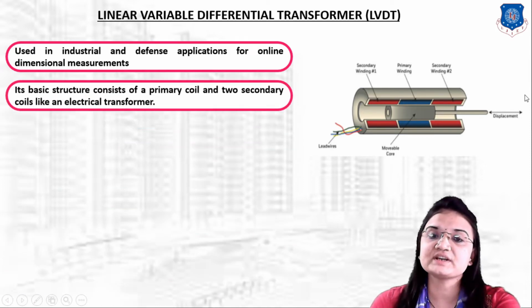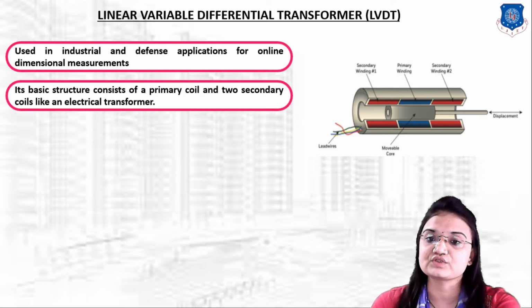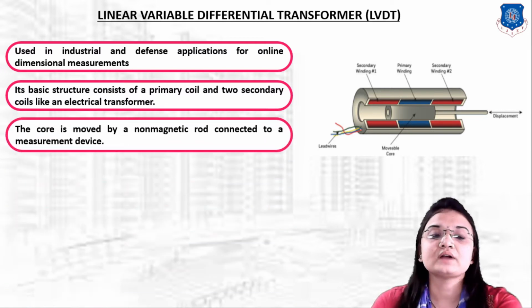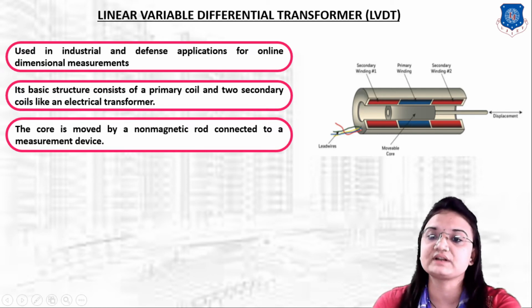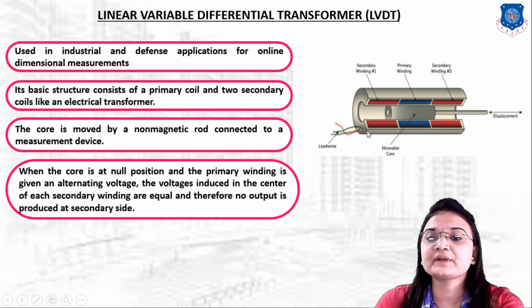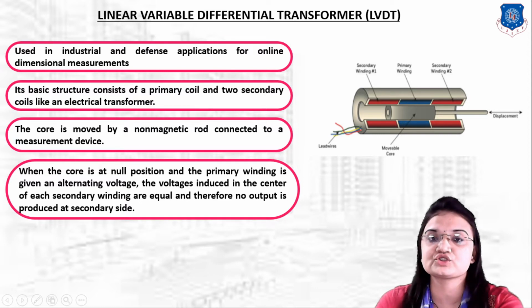Its basic structure consists of a primary coil and two secondary coils like an electrical transformer. You can clearly see here, this one is the primary coil and these two are secondary coils. Next, the core is moved by a non-magnetic rod connected to a measurement device. So this one is the movable core, which is connected to the non-magnetic rod. We will obtain output from the secondary winding. When the core moves, there is a change in the voltage of the secondary windings, and according to that we will get our information regarding displacement.